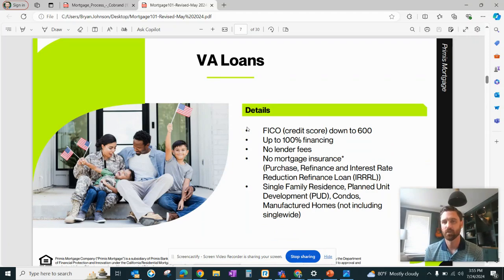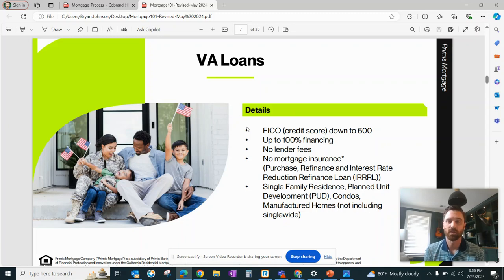VA is very similar. It's also 100% financing. Obviously, you have to be a veteran. You can't have anyone else on the loan except for the veteran's spouse. So you have to be married to count their income and to add them on the loan. And it can't be a family member that wants to co-sign for you or anything. It has to be the veteran's primary residence.